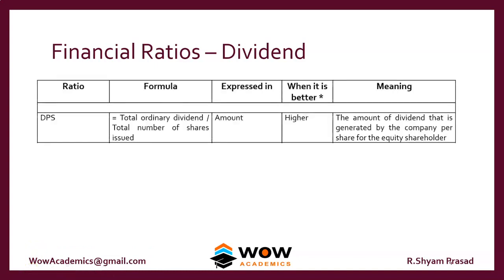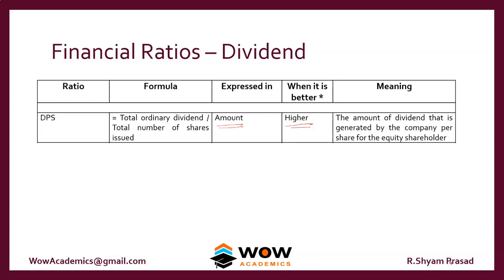So similar to EPS of a company, we can also use a DPS for a company. So DPS refers to the total ordinary dividend divided by the total number of shares issued by the company. Again, it's expressed in terms of amount. Higher is the better, and it also depends upon the context.